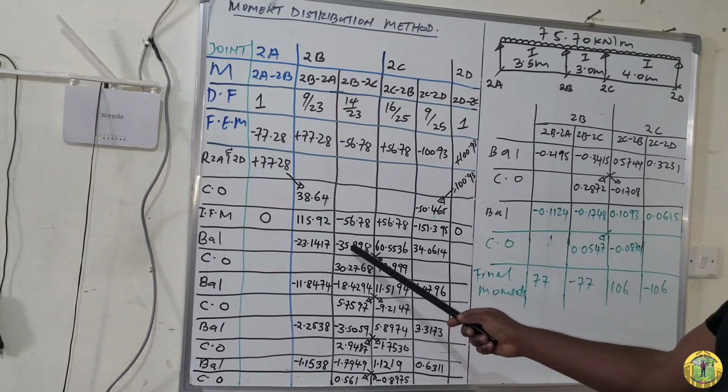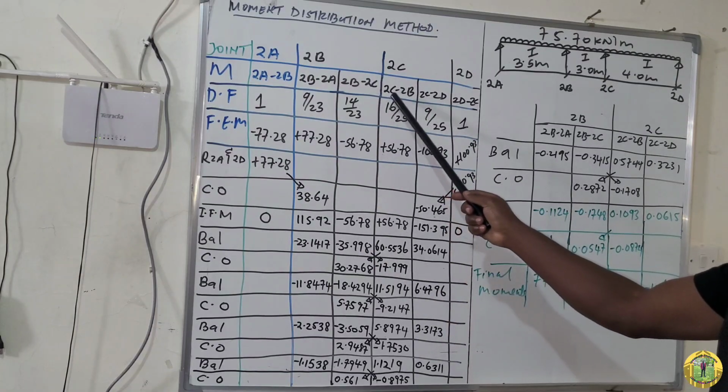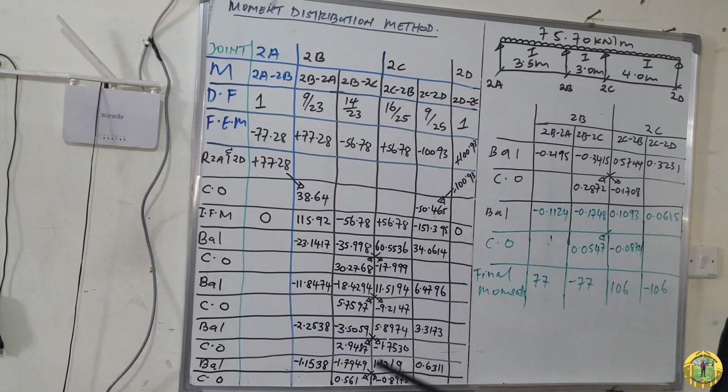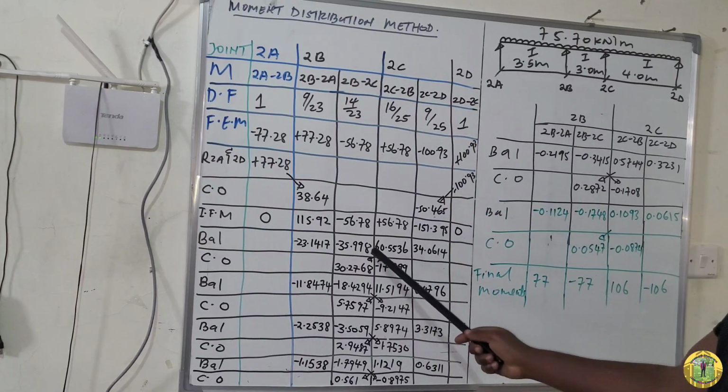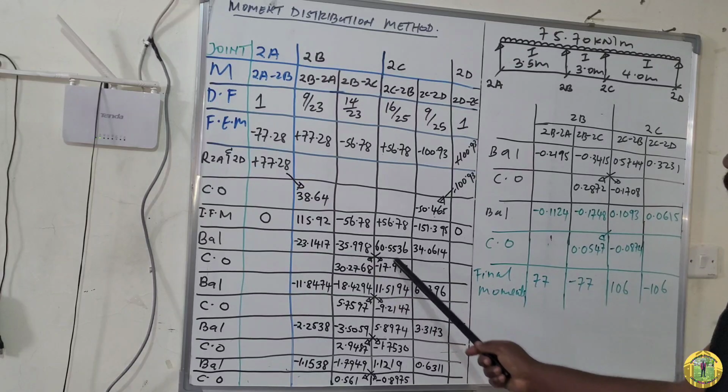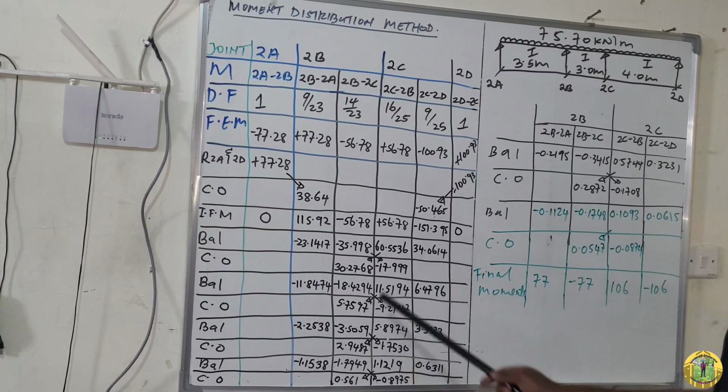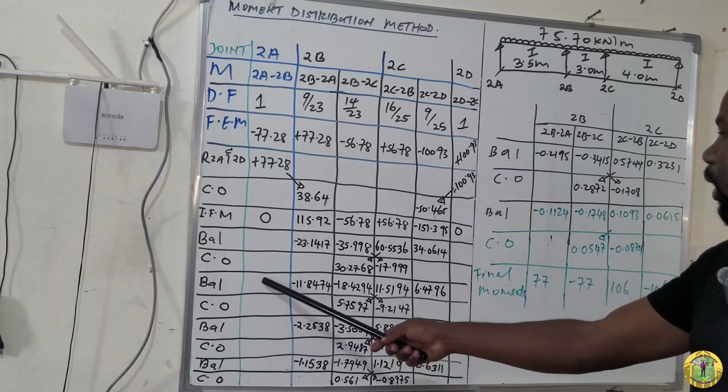So carry a half of this 2B, 2C to 2C, 2B, and then 2C, 2B to 2B, 2C. These are two opposite members. So you carry half of this to this, half of this to this. If you take negative 35.998 and divide it by 2, you will get negative 17.999. Again, if you take positive 60.5536, divide it by 2, you will get 30.2768. And then after that, you can again balance.